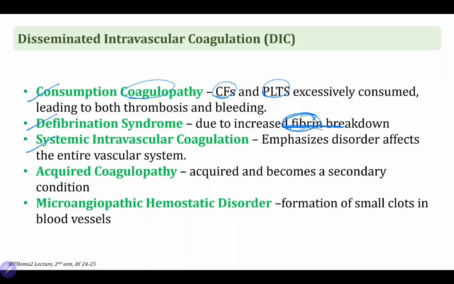Another name is systemic intravascular coagulation, which emphasizes that this disorder affects the entire vascular system and is a multi-organ functional system. Another name is acquired coagulopathy. This is named as such because DIC is acquired and becomes a secondary condition. Tatandaan guys, DIC would never be a primary condition of a patient. Magkakaroon siya ng DIC secondary to a primary condition niya. Nagiging complication lang si DIC ng isang pasyenteng may sakit na talaga.